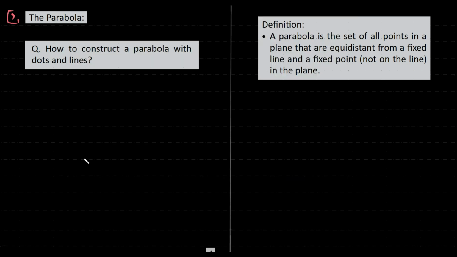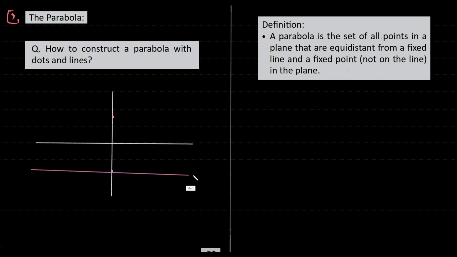So let me do this. First thing is we have reference lines, the x and y axis, and at equidistant, say I'll take two different points. Remember, they are equidistant.